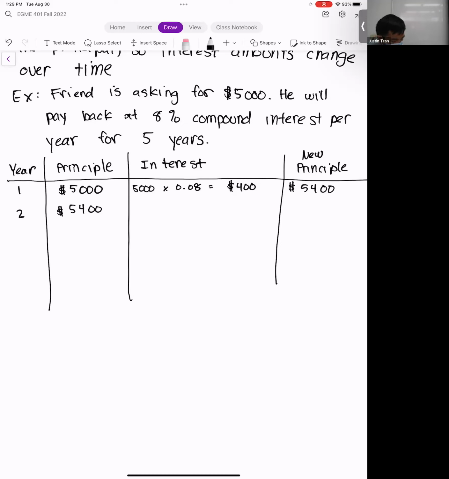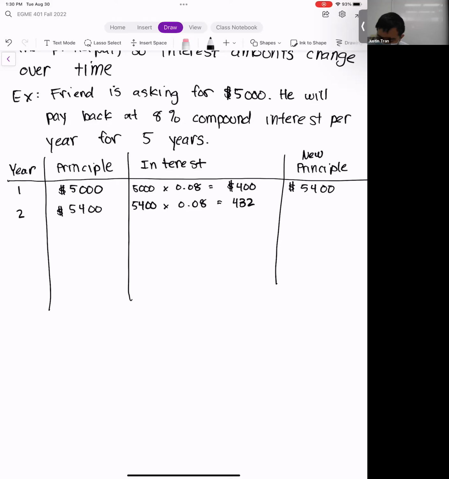Next, let's compute the interest for year two. Right. And so for year two, just like before, we're going to take 8% of whatever the principal is. But instead of $5,000, our principal is now $5,400, right? And so we're going to take 5,400 and multiply by 0.08. We get $432. And so we can see the interest is growing, right? It started at 400, now it's 432 for this year.